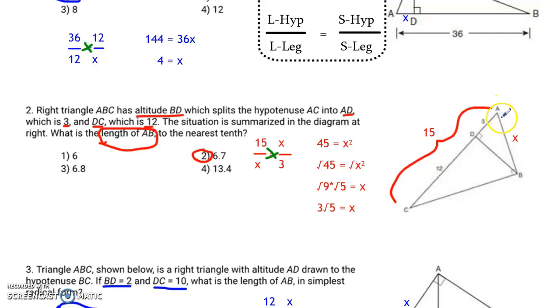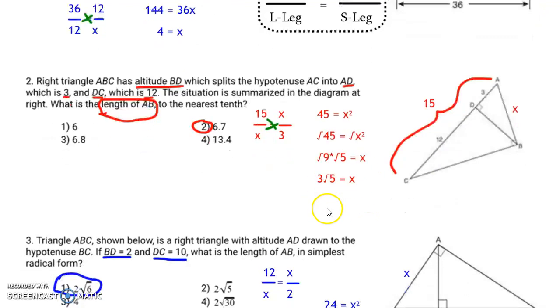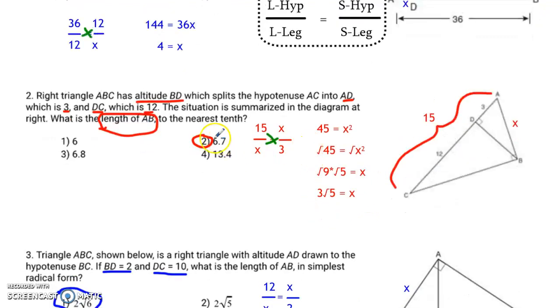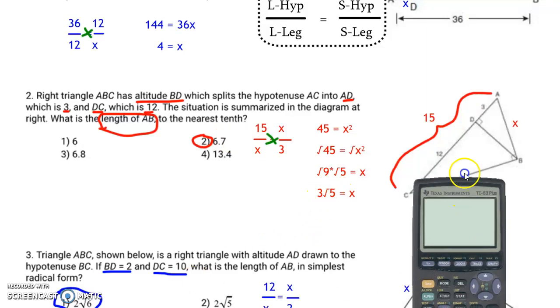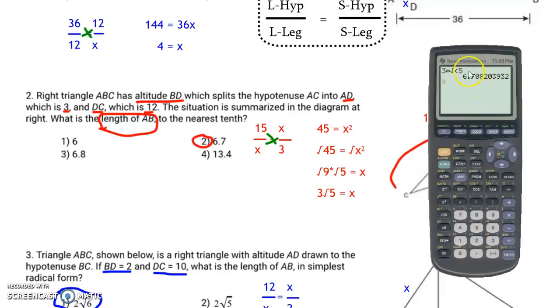Then we do the small hypotenuse, which is x, divided by the small leg, which is 3. Cross multiply, simplify the radical, bada bing, bada boom. Oh, you don't believe me that 6.7 is the same as 3 radical 5? Well, check this out. I did it on my calculator.